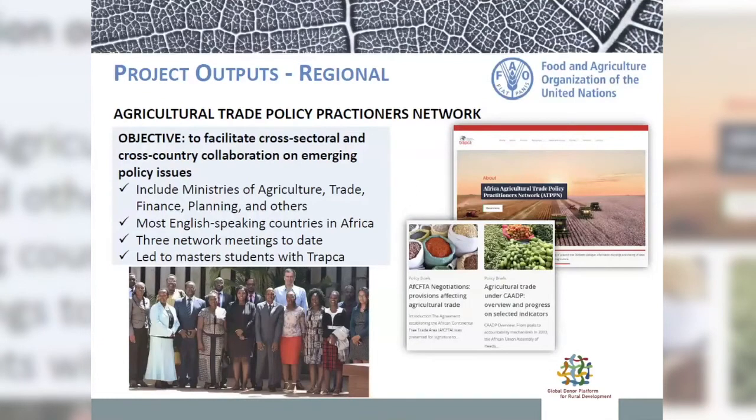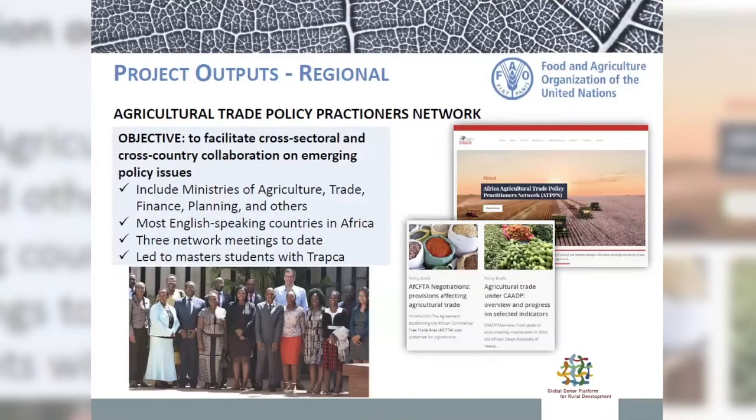And actually, all this effort is being done because FAO, as you know very well, is present in many, many countries, but also we have a regional office in Africa, which is in Accra, in Ghana. This effort for the establishment of this network of trade practitioners is done in collaboration with our regional office.